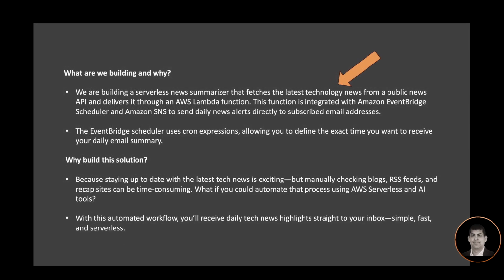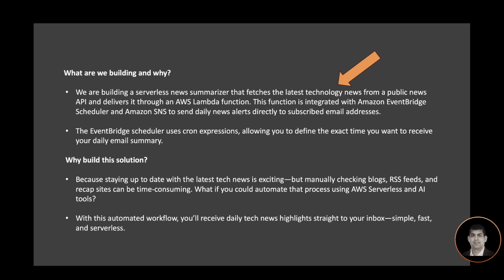So let's look at what we are building and why. We are building a serverless news summarizer that fetches the latest technology news from a public news API and delivers it through an AWS Lambda function. This function is integrated with Amazon EventBridge Scheduler and Amazon SNS to send a daily news alert directly to subscribed email addresses. The EventBridge Scheduler uses cron expressions, allowing you to define the exact time you want to receive your daily news summary.